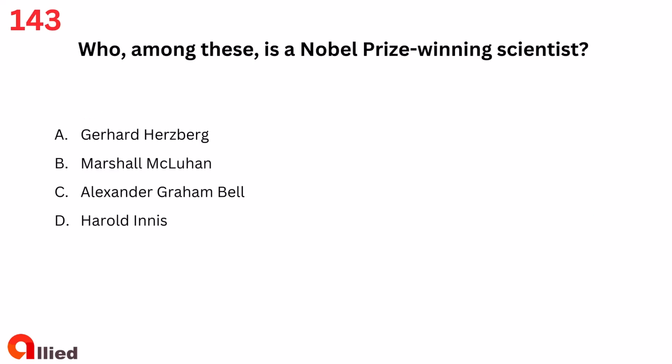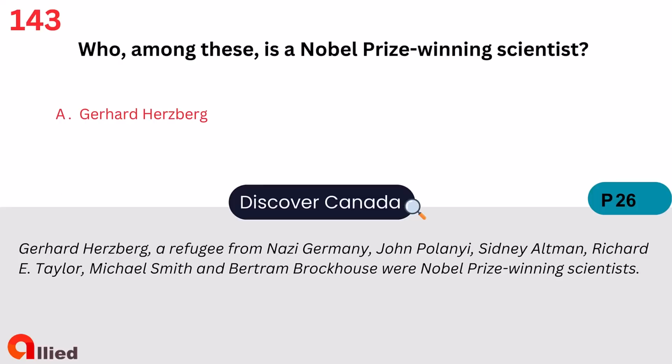Question 143. Who, among these, is a Nobel Prize-winning scientist? A. Gerhard Herzberg. B. Marshall McLuhan. C. Alexander Graham Bell. D. Harold Innis. The answer is A.